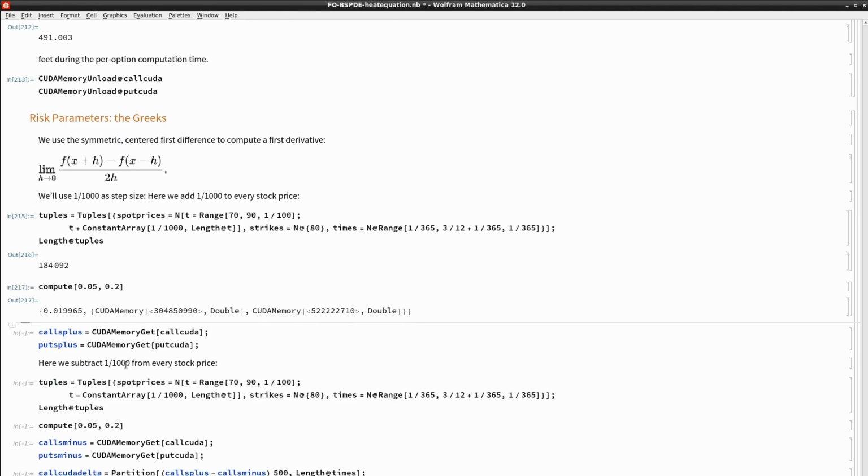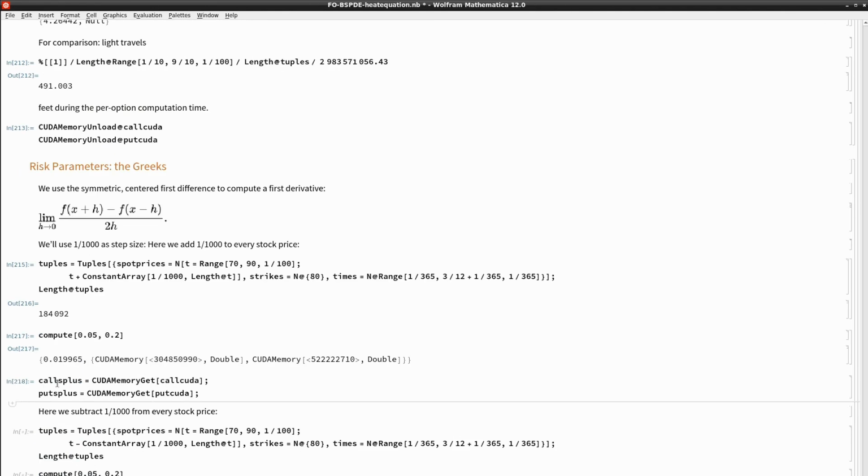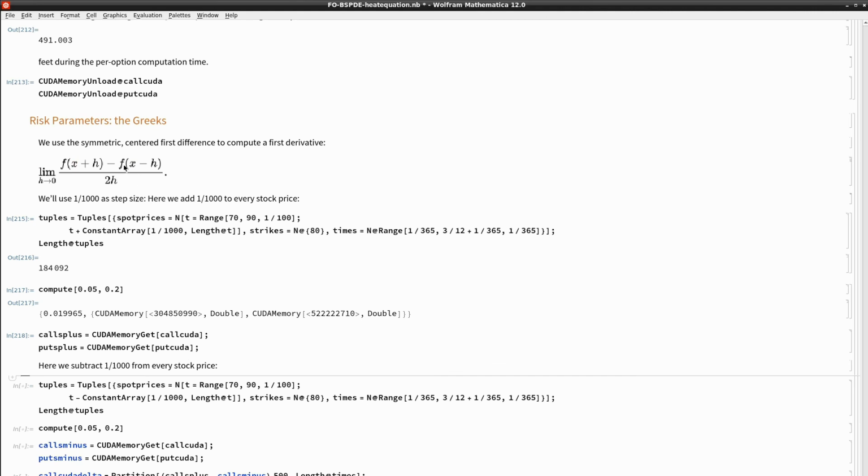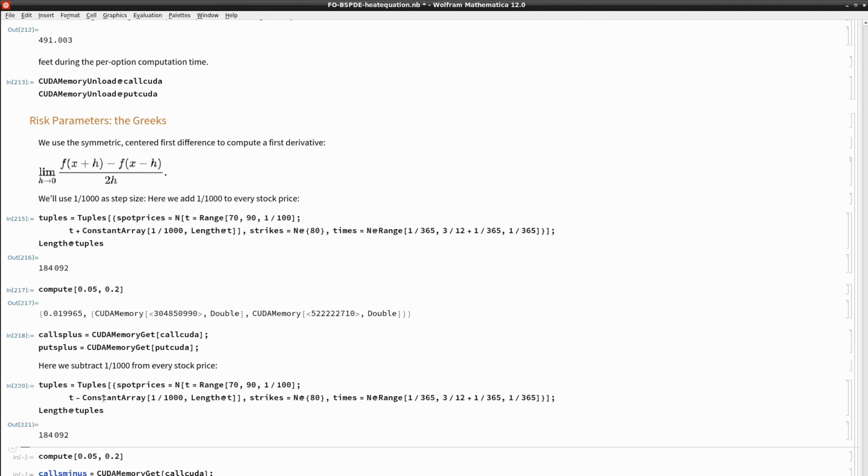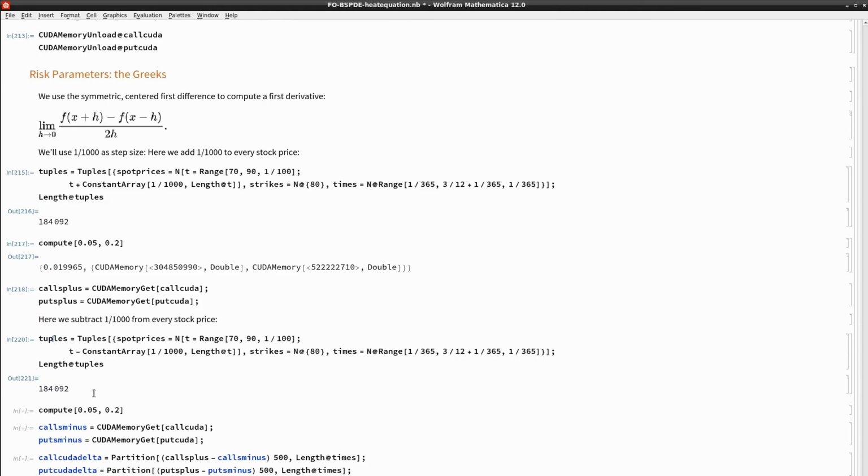Okay, so let's define these tuples. Let's compute them and let's retrieve the result, and I store them away in calls plus and puts plus. This is the first expression here, f of x plus h. This was now done for something like 368,000 options. So now I have to do it for the other term, f of x minus h. So I now compute this by using a constant array that I subtract from the spot prices. Note that here I'm saying minus constant array. So these are now my tuples for the second computation.